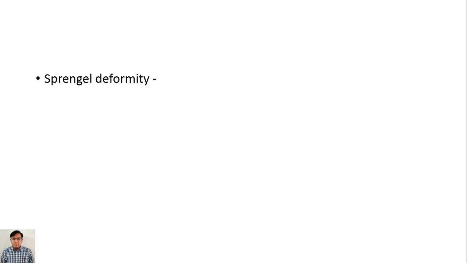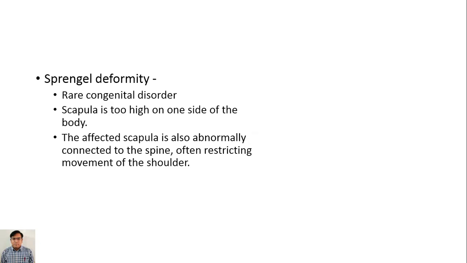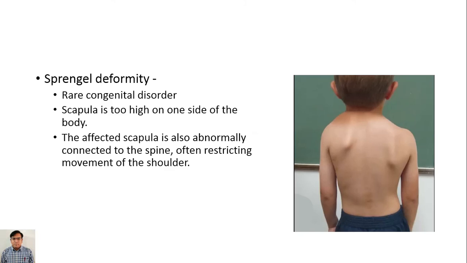Now the Sprengel deformity. It is a rare congenital disorder in which the scapula is too high on one side of the body, and the affected scapula is also abnormally connected to the spine, restricting the movements of the shoulder joint. So in this photograph we can see the left shoulder, this left scapula is present at a higher level as compared to the right scapula.